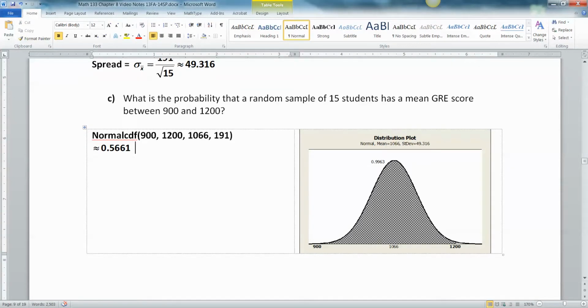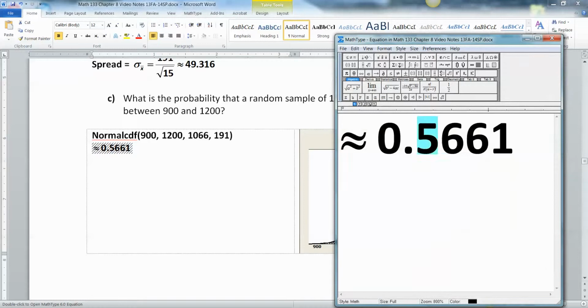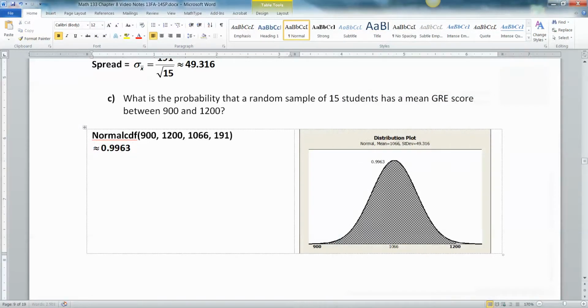There it is. And you can see tons more of this graph is shaded. There's only a little bit over here on the right that's not shaded. And you can see it's 0.9963, so we're going to prove it though, even though Minitab claims it. I believe it, but let's prove it with the calculator.